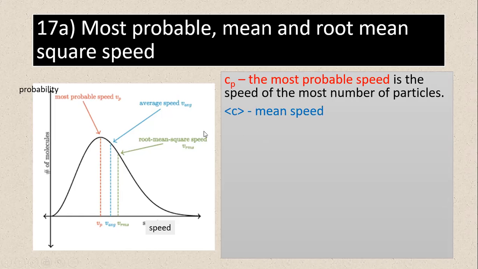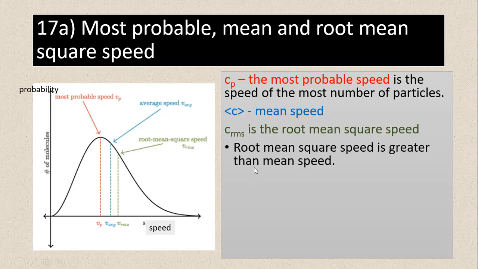Mean speed is the blue line. That's the mean speed. Root mean square speed, okay? We see that root mean square speed is always the largest one. Root mean square speed is greater than the mean speed. I'll summarize it in formula form.